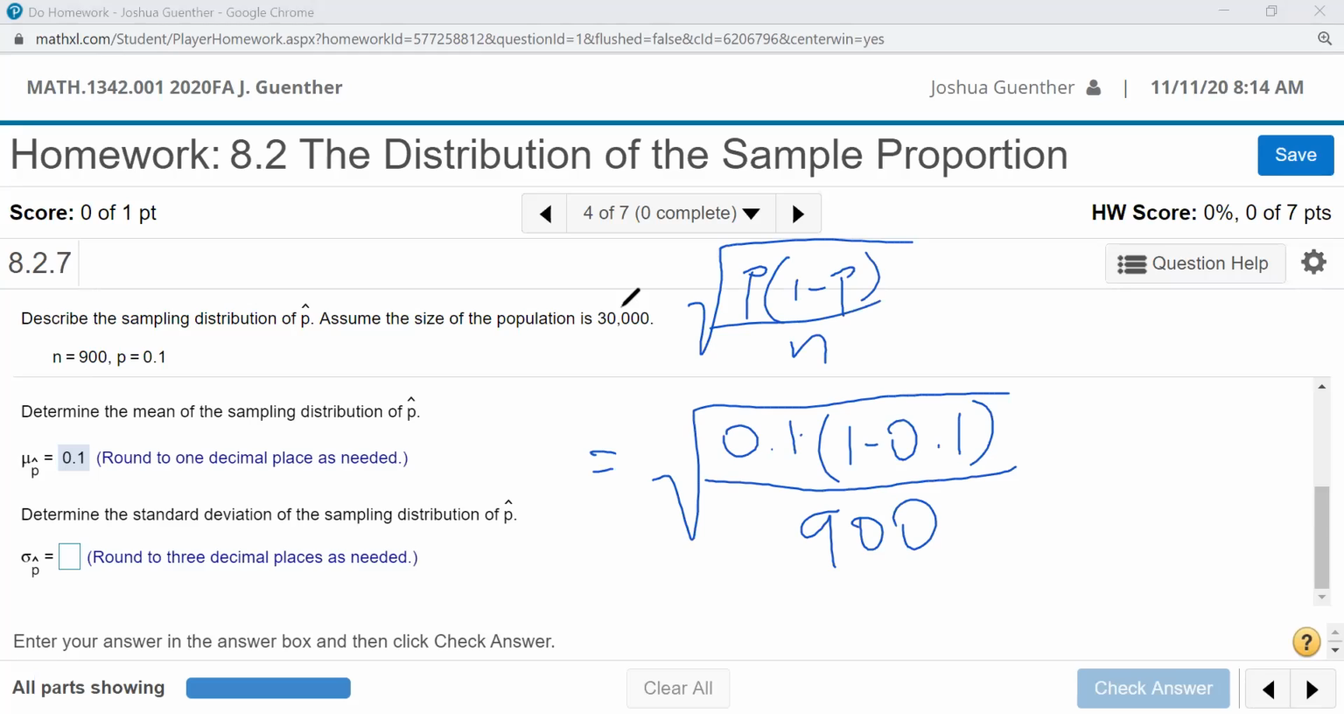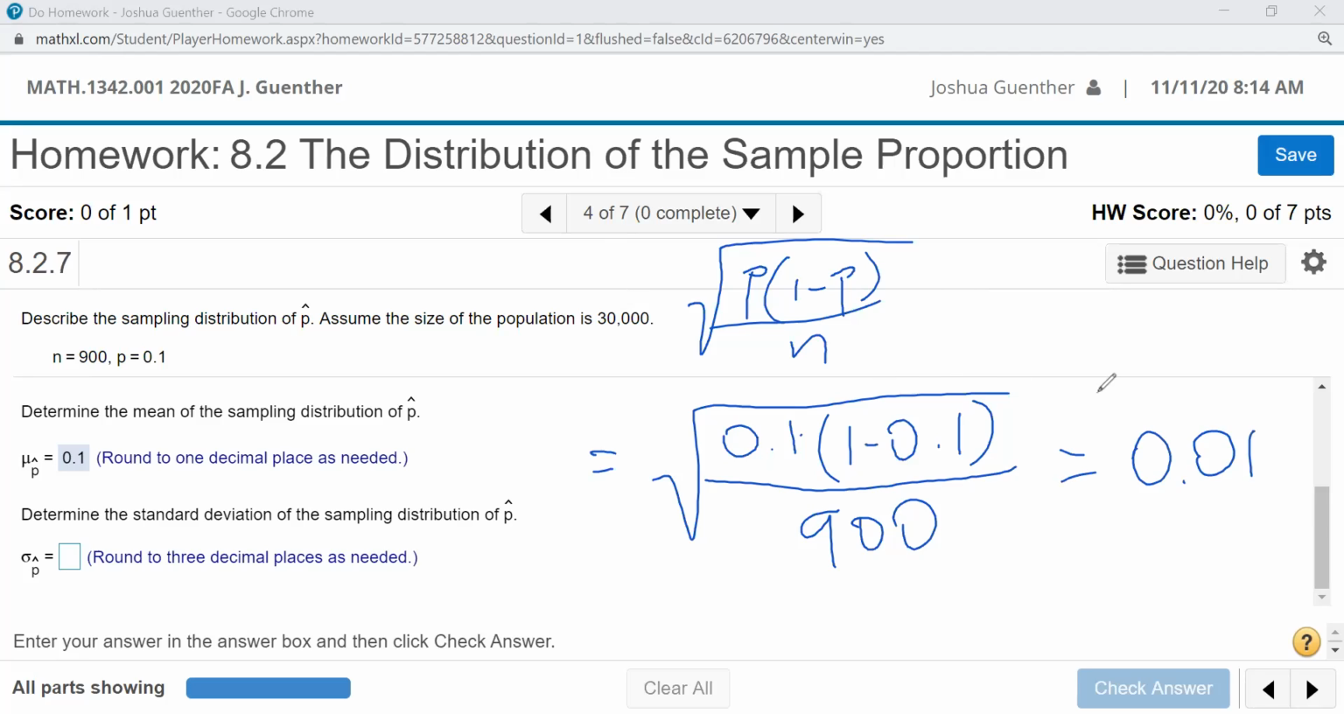And so we can bust out our calculators. This one's probably not going to be so bad. 0.1 times 0.9 divided by 900, and we're going to take the square root of that bad boy. And it's actually going to come out to be a nice clean number, 0.01, which is super nice.